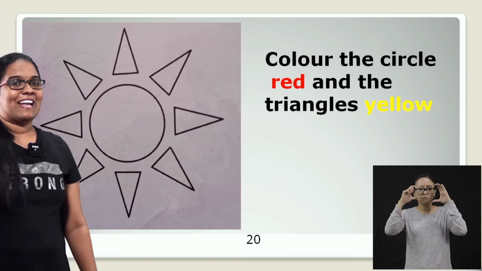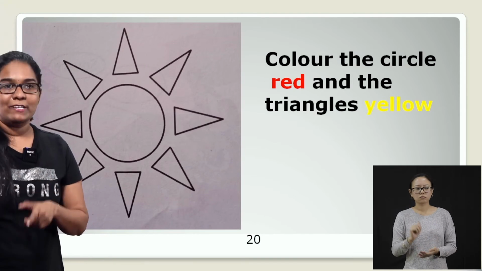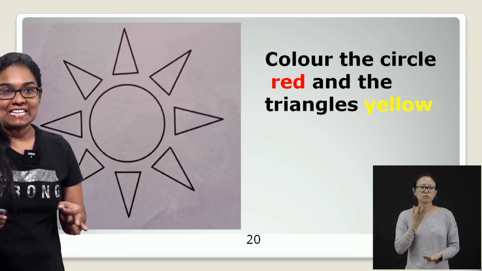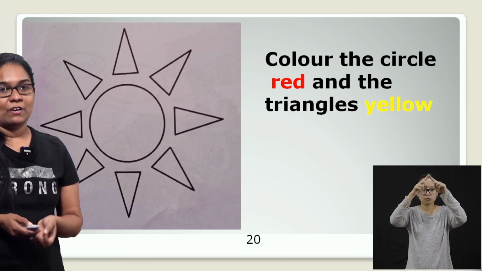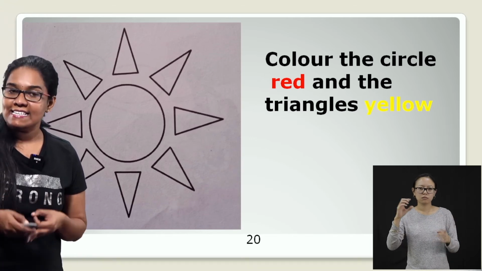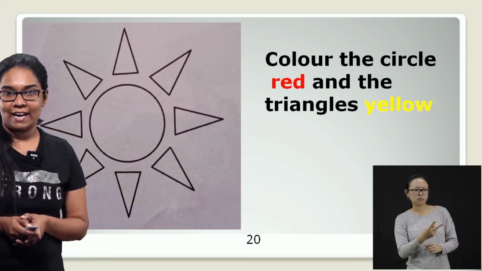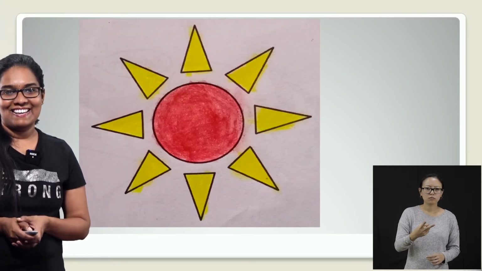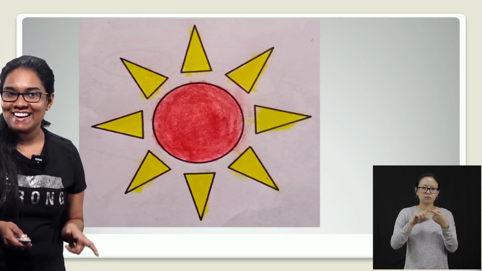Then, can you see this picture in your textbook? Yes, this is in page number 20. You can see this picture in your textbook. Okay. You have to color the circle red and the triangles yellow. First, you have to identify the circle and all the triangles. Okay. Then, you have to color like this. Circle in red and triangles in yellow.